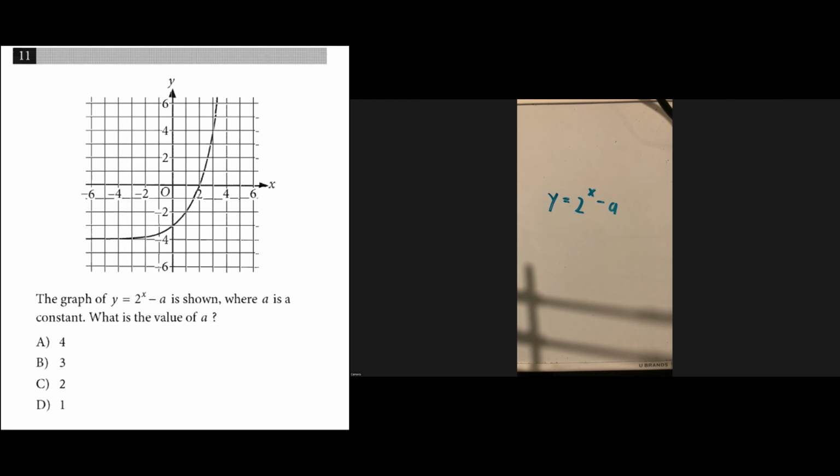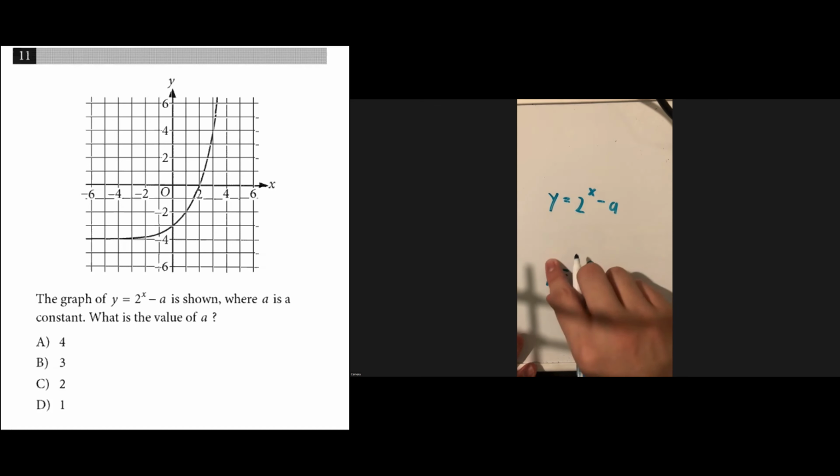Okay, so for this one, we're given a graph with an equation. We're asked, what is the value of A? Well, a simple way to do it is to find the intercept, or the Y-intercept more specifically. You could also do the X-intercept, but that's harder. So when X is equal to 0, what is Y equal to? Y equals 2 to the 0th power minus A. And on the graph, we can see that it equals -3.